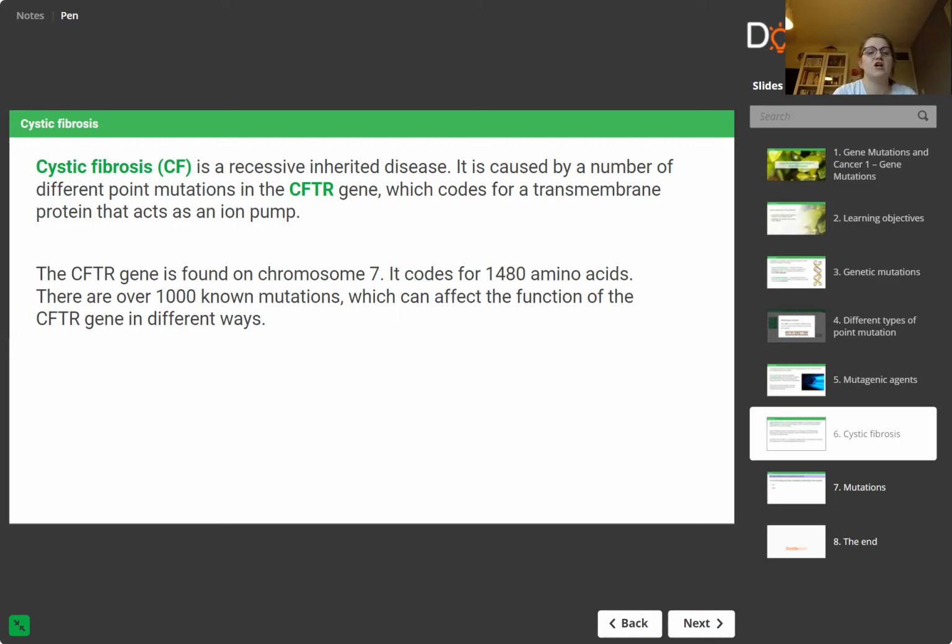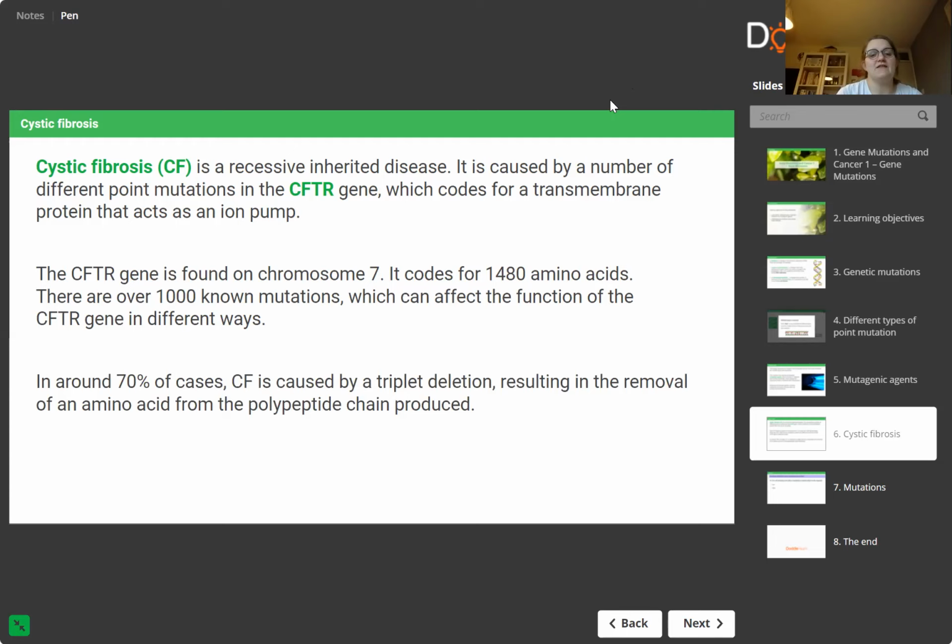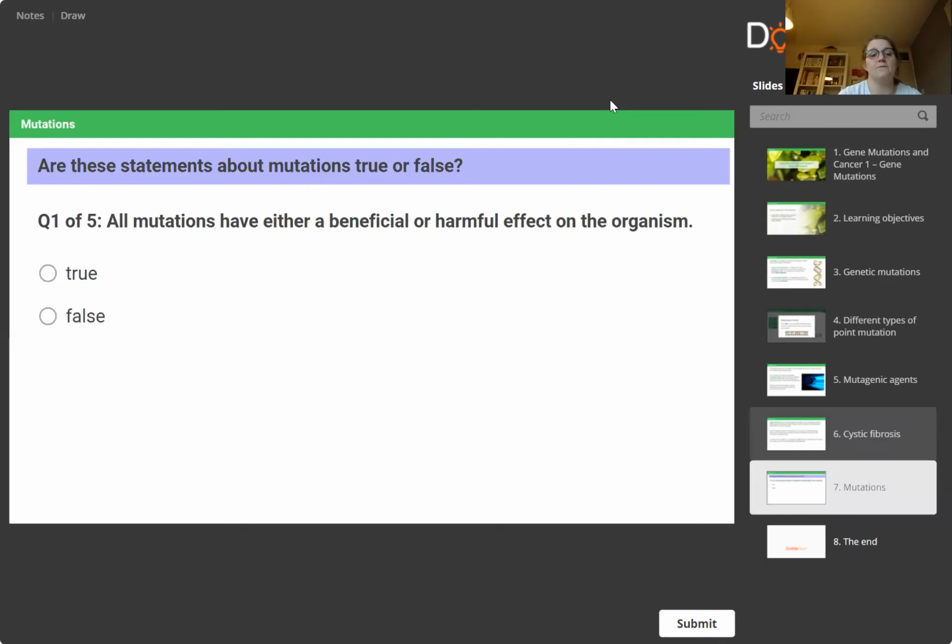Our CFTR gene is found on chromosome 7, and it codes for 1,480 amino acids. There are over 1,000 known mutations which can affect the function of the CFTR gene in different ways. So it's long, like we were saying the other day, genes are long chains of amino acids. In 70% of cases, cystic fibrosis is caused by a triplet deletion. So we've deleted a whole triplet codon, which results in the complete removal of an amino acid from the polypeptide chain that we're producing.